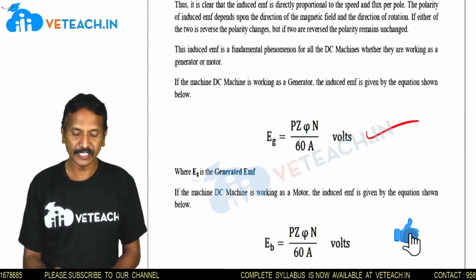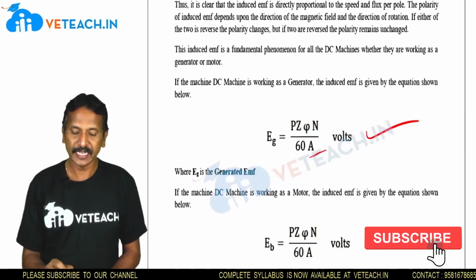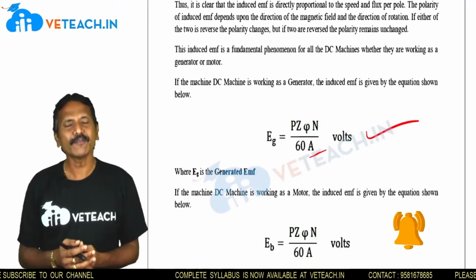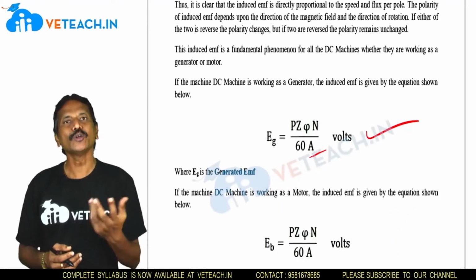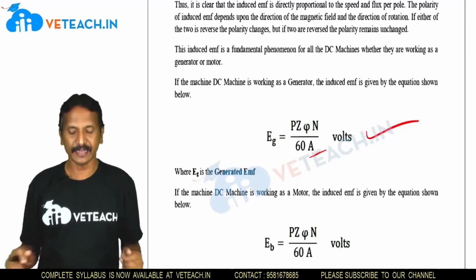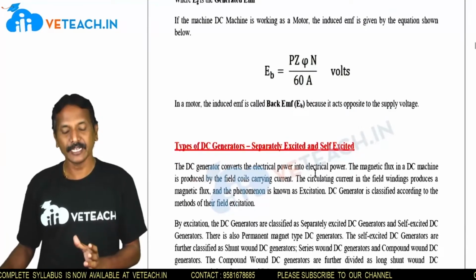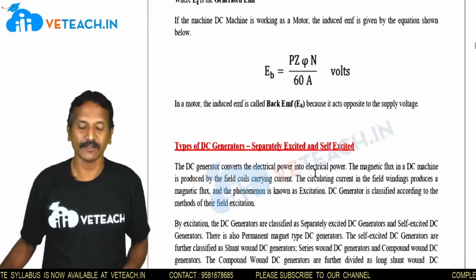Phi Zn by 60 into P by A, where A is the number of parallel paths. Here we have two different types of windings, lap winding and wave winding. For that purpose also, if we derive the relations, it will be somewhat like this.